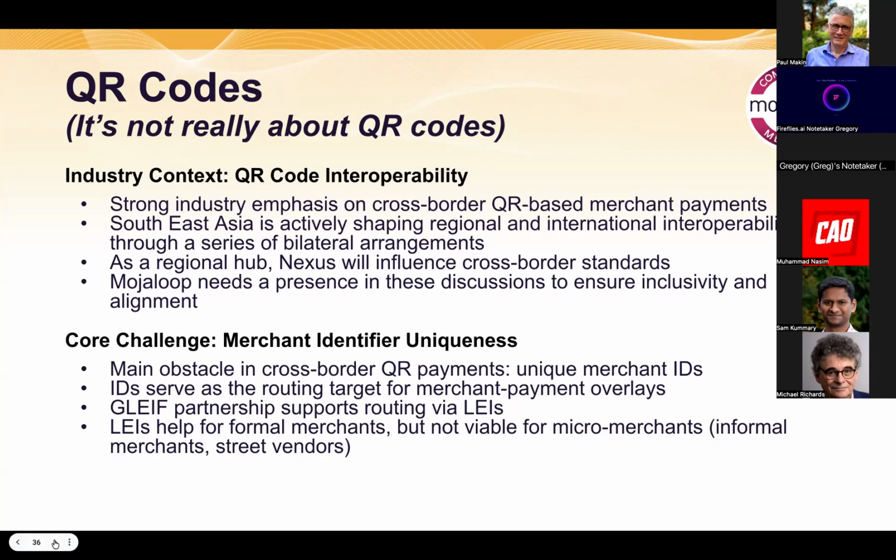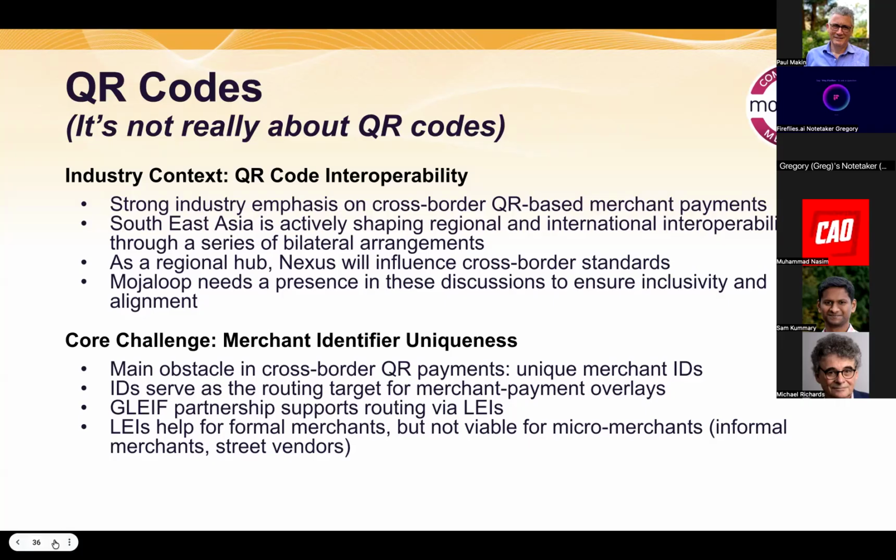Southeast Asia is actively shaping regional and international interoperability. I've already mentioned Nexus, and Mojaloop needs a presence in these discussions to ensure we are aligned with QR code interoperability in particular. The main obstacle in cross-border QR payments is unique merchant IDs.